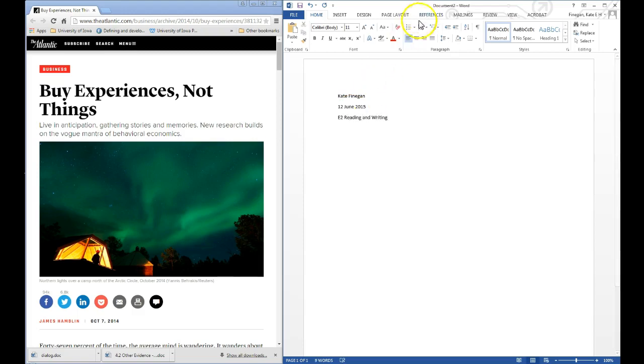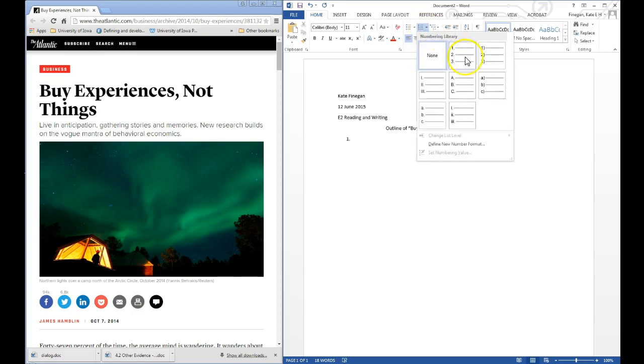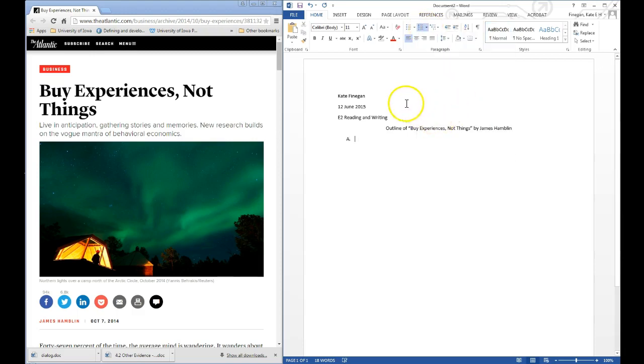Okay, and then I will write my class. And then I'm going to write the assignment. Okay, so outline of Buy Experiences, Not Things by James Hamblin. Alright, and now you can make an outline on Word by clicking up here to create a numbered list. If you prefer, you can use letters. I kind of like using letters.